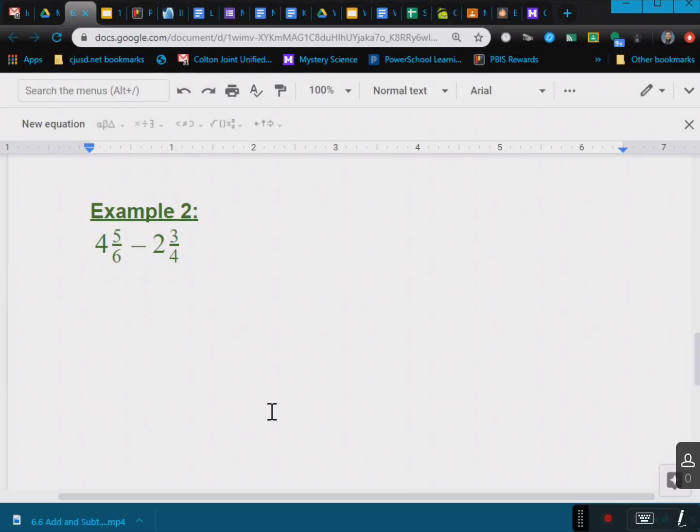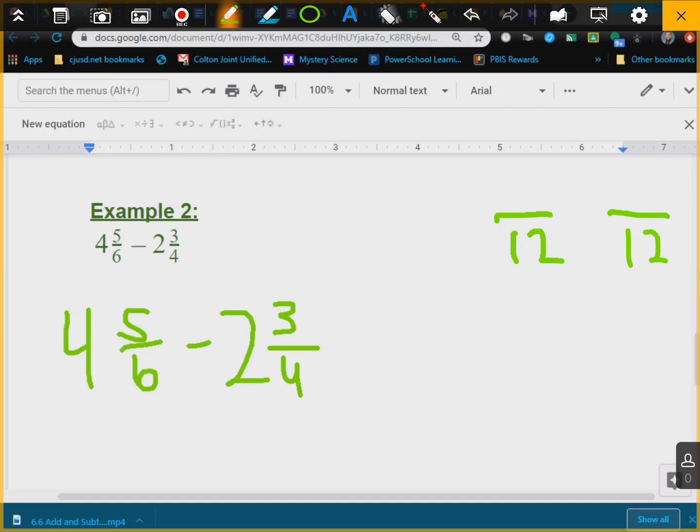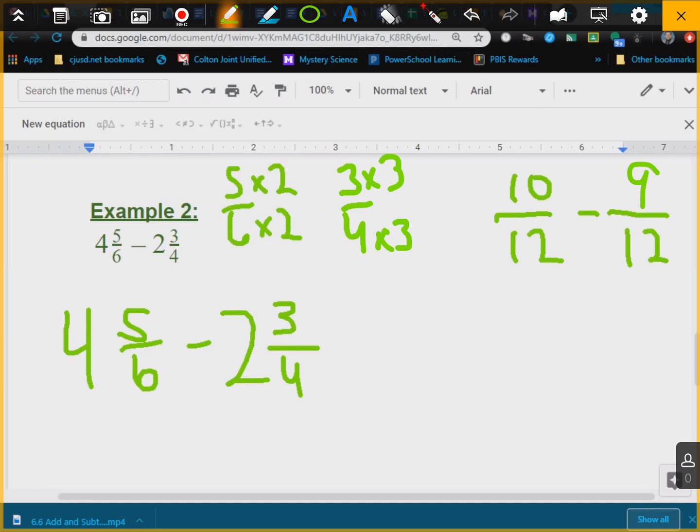This is 4 5/6 minus 2 3/4. So you got 4 5/6 minus 2 3/4. You need to find a common denominator. Now, I know that they both have a common denominator of 12. Okay? And I know 5/6, you need to multiply the 5 and the 6 by 2, and that gets you 10/12. And 3/4, you need to multiply the 4 and the 3 by 3, and that gets you 9/12.